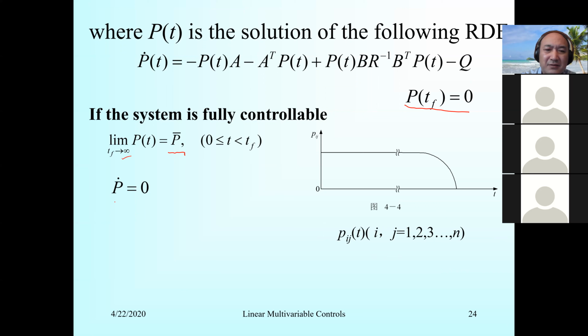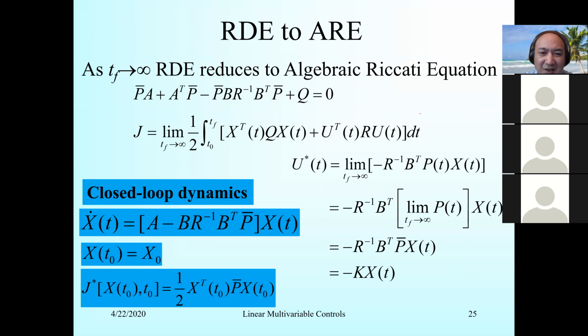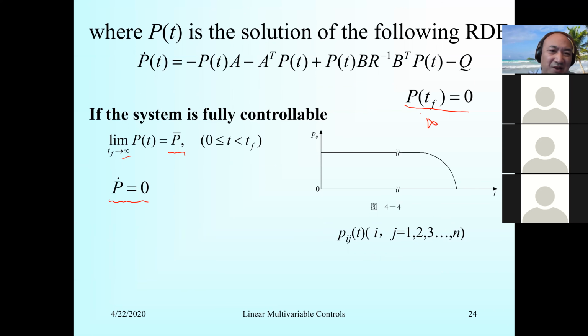Because P dot will be 0. P dot will be 0. So each of these is always constant as it goes from 0 to infinity. Therefore, we should treat this side as 0.